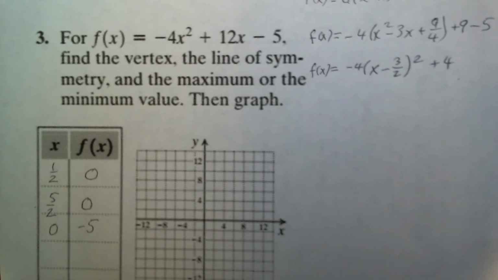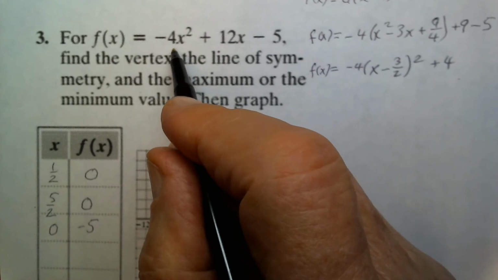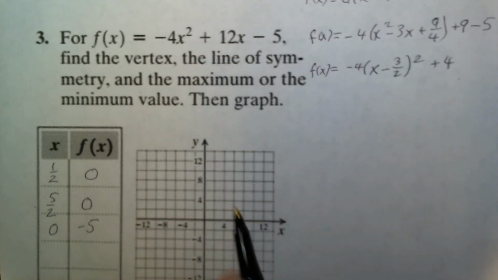And since this is a downward opening parabola, since the coefficient of x squared is negative, we will have a maximum, and the maximum will be at 4, where the vertex is. So the maximum value is 4. And the line of symmetry is equal to x equals 3/2.